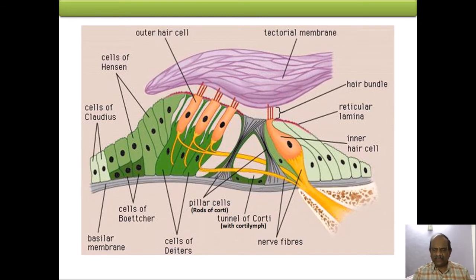Okay. Then coming to other types of cells, these are all supporting cells. We will find the cells of Claudius, the cells of Hensen, and the other types of cells which I mentioned. Similarly, here you will find the reticular lamina, which is present at the top of these cells.